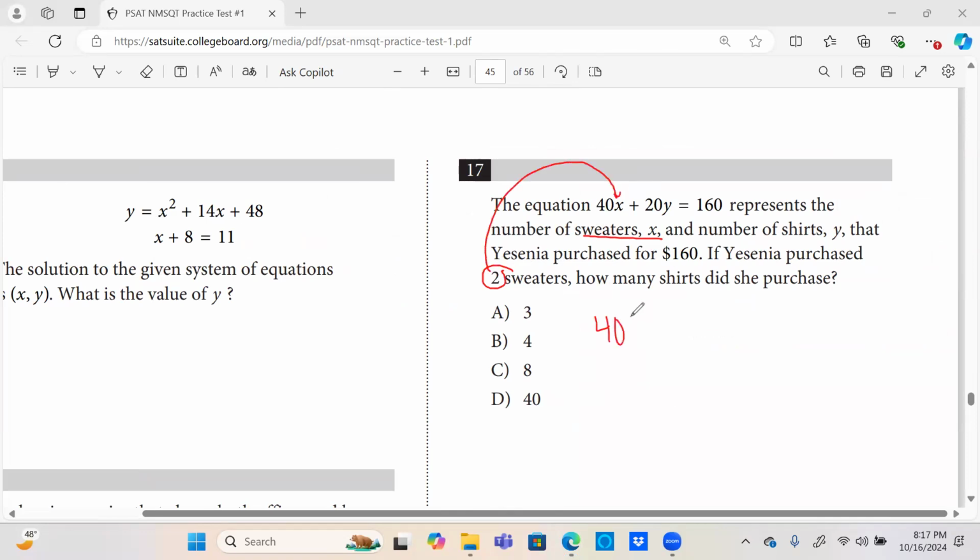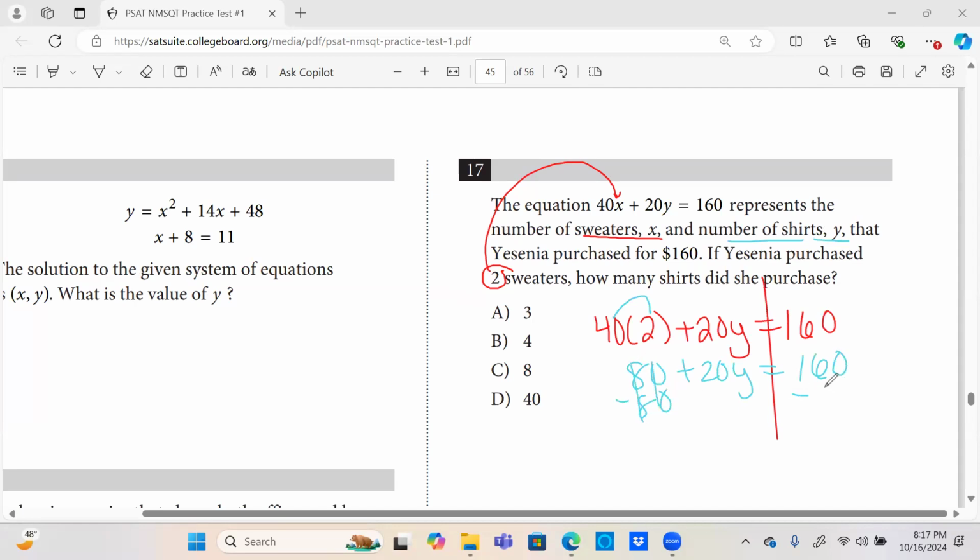So we have 40 times 2 plus 20y equals 160. Solving for y, which will be how many shirts, because it says right here, number of shirts is y. 40 times 2 is 80. Going to subtract 80, get it off. So we have 20y is 80, dividing 20, and y is 4. So she bought 4 shirts.